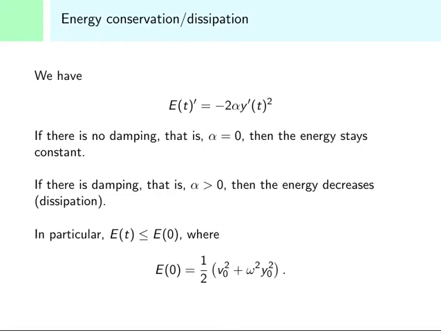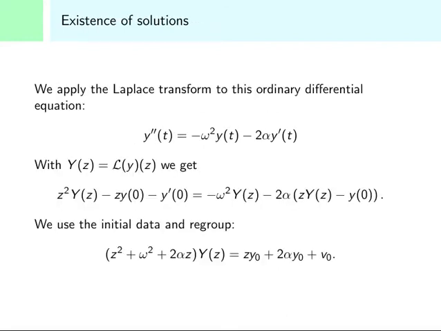That is going to be much more complicated in the case of second-order differential equations than it has been for first-order differential equations. The basic approach, though, is quite similar. We apply the Laplace transform to the ordinary differential equation, y double prime of t equals negative omega squared y of t minus 2 alpha y prime of t. We abbreviate capital Y of z for the Laplace transform of y at z.